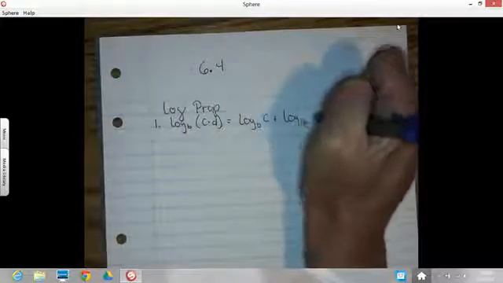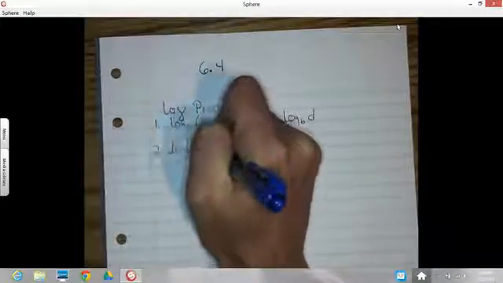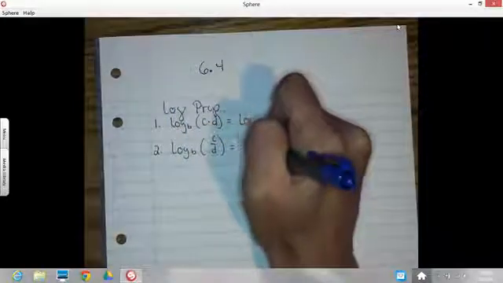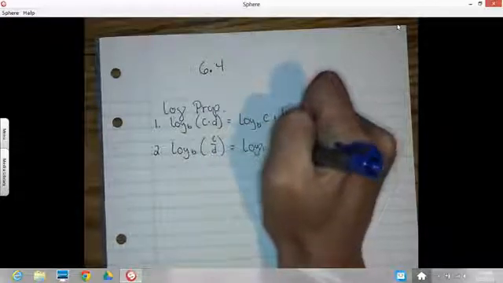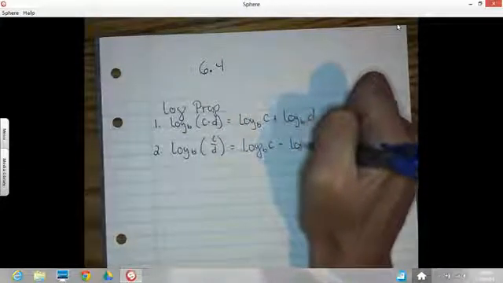Let's do those log properties we had before. There's just the 3 of them. The first one, log base b of a product expanded to the log base b of the sum. The second property, log base b of c divided by d, went to the difference of the 2 logs, log base b of c minus log base b of d.